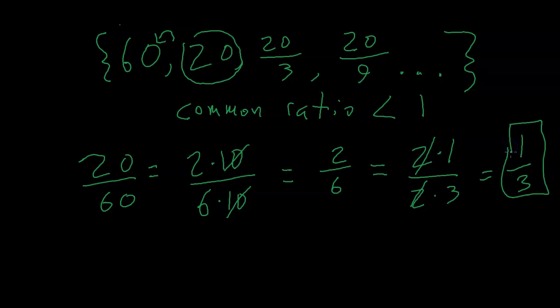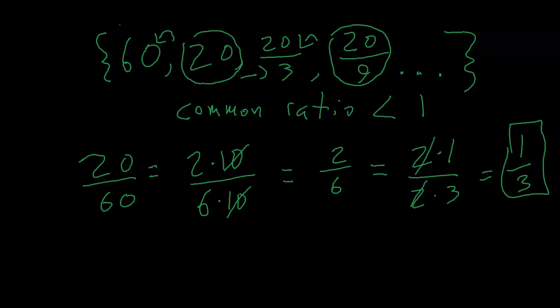And it should also make sense if you look back at our sequence. What would you do to get from 20 to 20 over 3? Clearly you divide by 3, which is the exact same thing as multiplying by 1/3. Let's check one more pair of terms. Let's take the fourth term and divide it by the third term just to be sure.